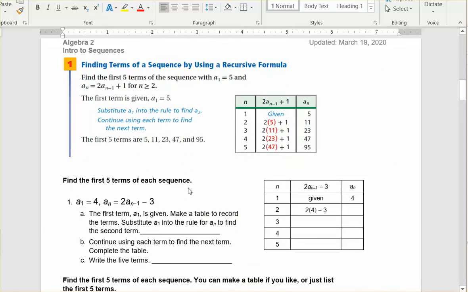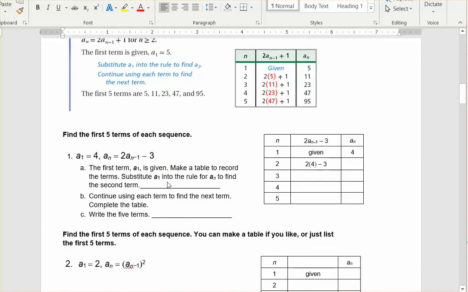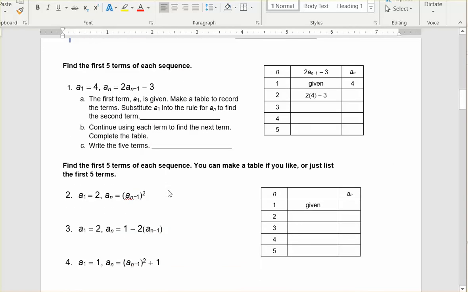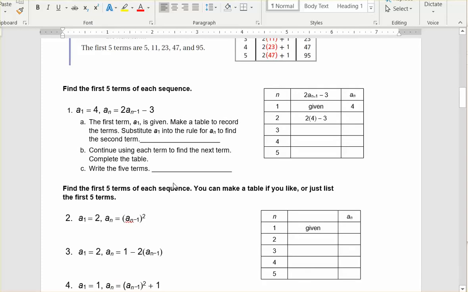And so you're going to do that for the first few problems here. You're going to use this recursive rule. And there'll be different rules, and sometimes you'll have to find them, and sometimes they'll be given to you.